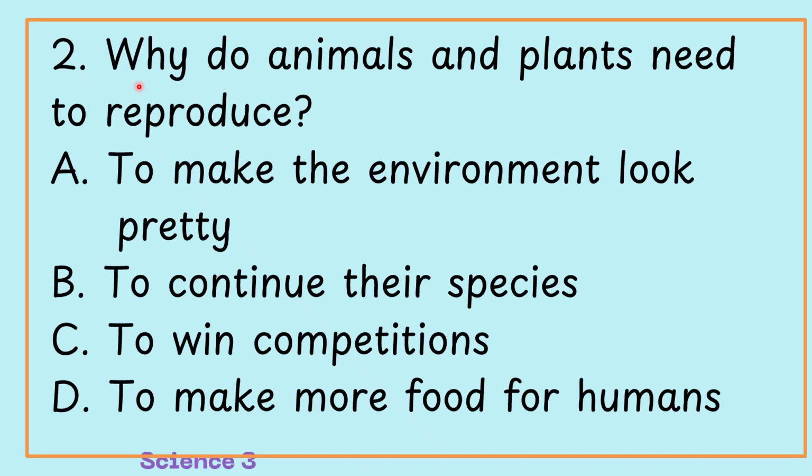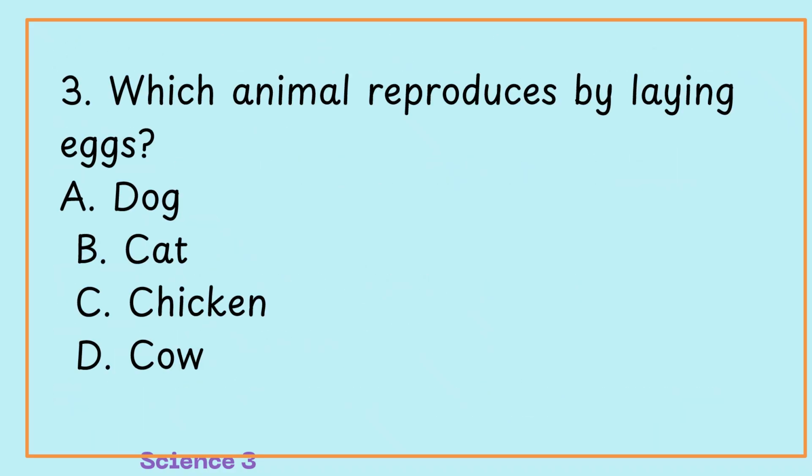2. Why do animals and plants need to reproduce? A. To make the environment look pretty. B. To continue their species. C. To win competitions. D. To make more food for humans. 3. Which animal reproduces by laying eggs? A. Dog. B. Cat. C. Chicken. D. Cow.